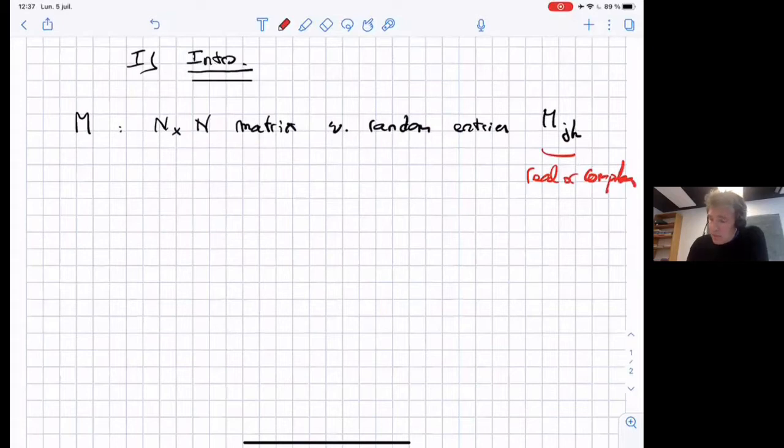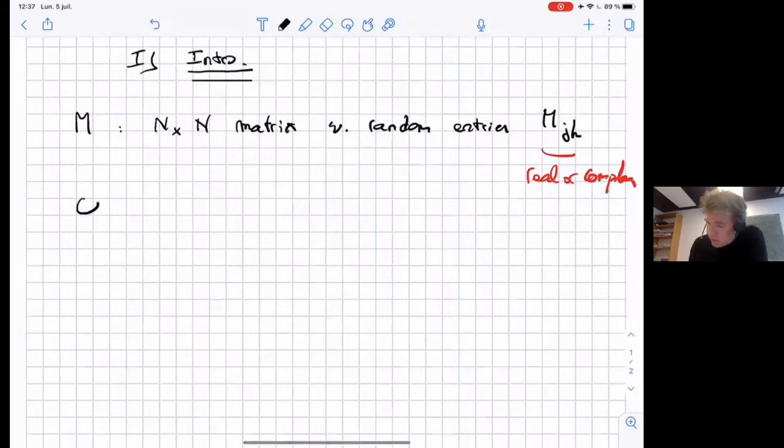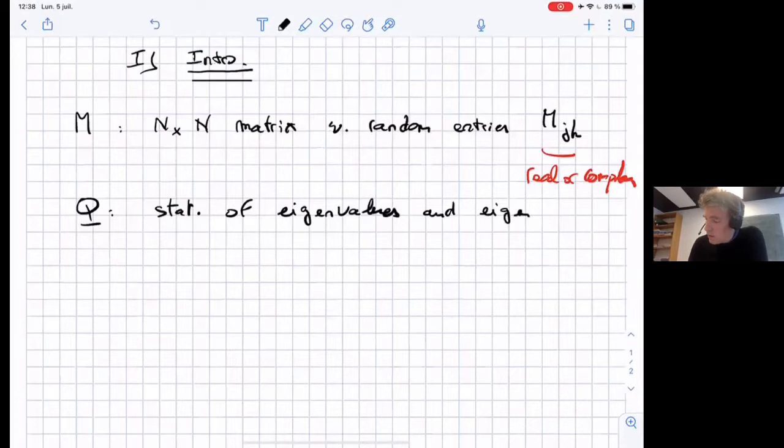And then there are various questions that you may ask about these random matrices. Typically, you would like to say something, and that's what random matrix theory is really about: the statistics of eigenvalues and eigenvectors. So that's really the main goal of random matrix theory.